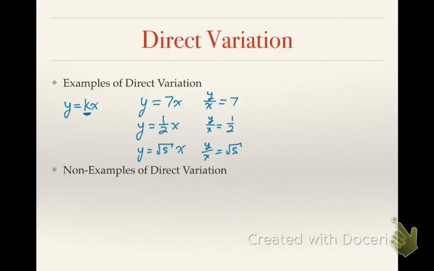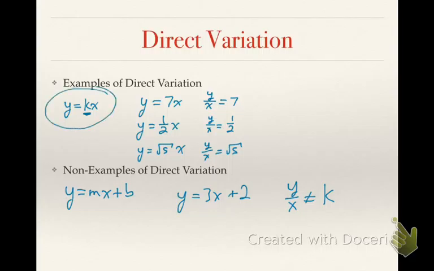Some examples that are not direct variation are whenever you have something in slope-intercept form where you have a y-intercept other than 0. So for instance, y equals 3x plus 2 is not a direct relationship, because you cannot get a constant when you do y divided by x. That does not equal some kind of constant. So if you're asked to test to see if things are directly related, see if you can find the equation, and if you get something that looks like y equals kx, then you know you have a direct variation.